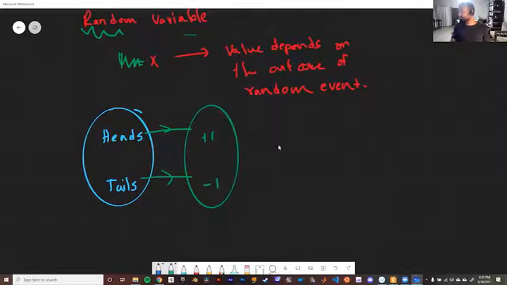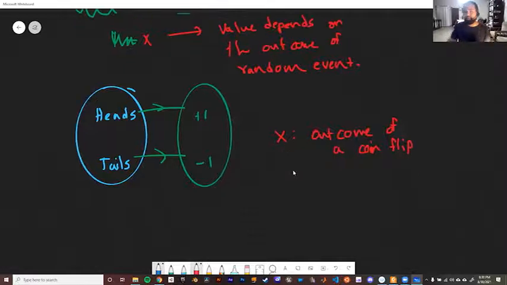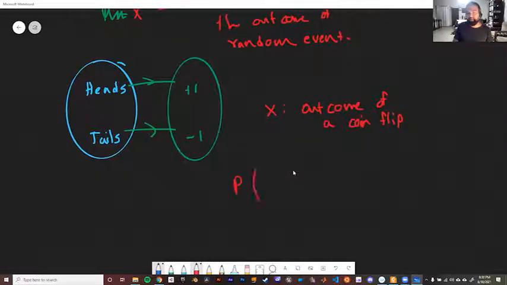And someone said it helps us model probability. Yes, right? So for example, X here is the outcome of a coin flip. So the way we talk about probability here is we say, what is the probability of this outcome equaling +1, or in other words, heads? And obviously we all know if it's an unbiased coin, it will be 0.5.